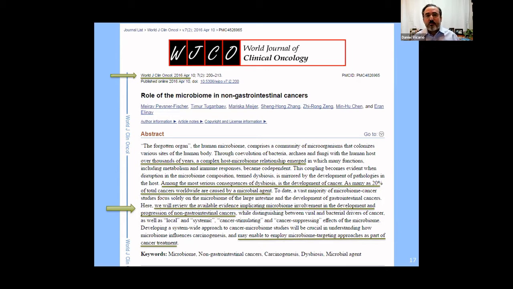We know that for GI malignancies, microbiome is important, but they looked in this study how the microbiome can affect and increase the chance of some non-gastrointestinal cancer. So microbiome is very important.